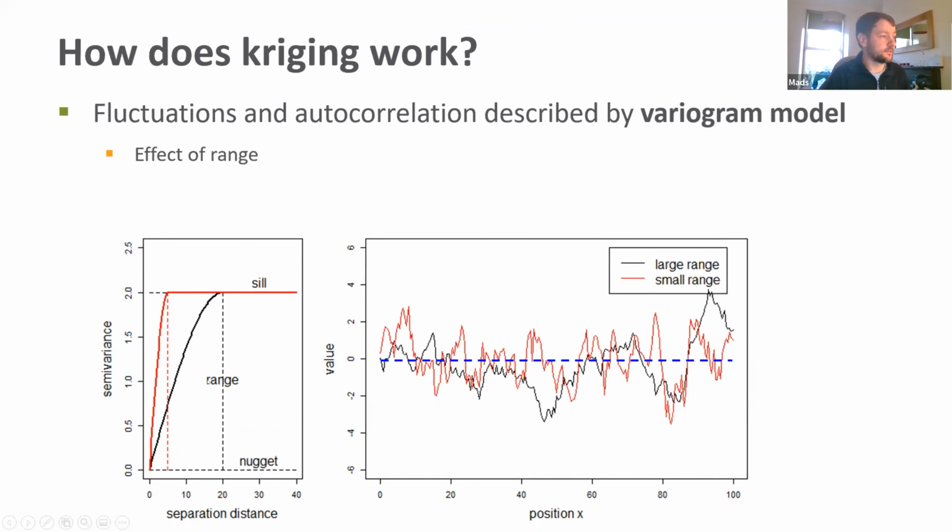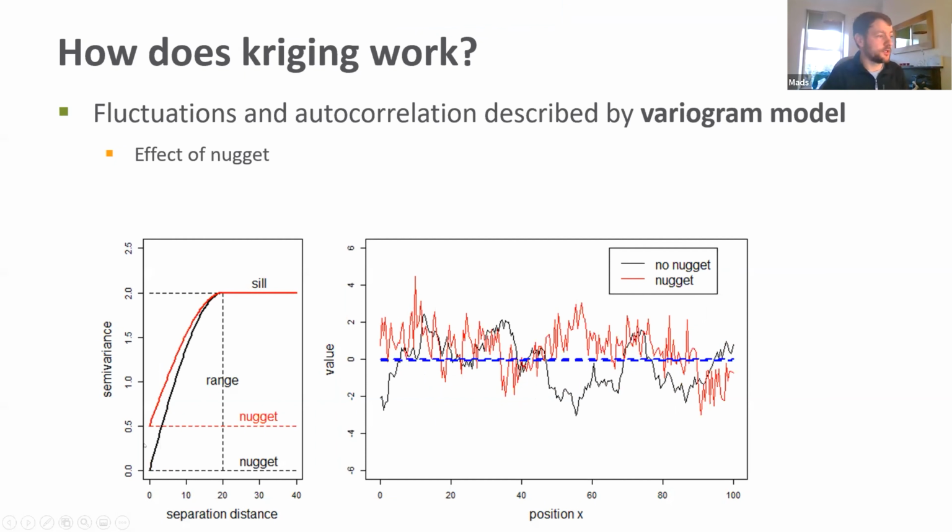Then we have the range. That's the distance at which data starts being uncorrelated, basically. Once you get above the value of the range, it doesn't matter if you are, in this case, at a 10-meter difference or at a 40-meter difference, the variance will be the same, so they're equally uncorrelated. Again, if you generate two random realizations, you can see that the red one is the one with the short range, so we have much shorter periods in the fluctuations, whereas the black one is with the larger range, where the periods are a bit longer.